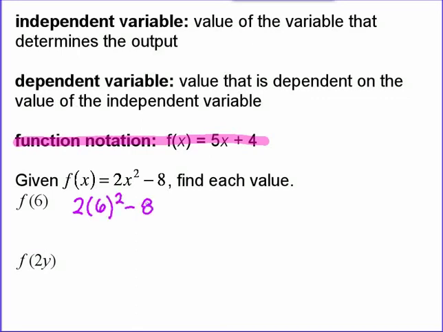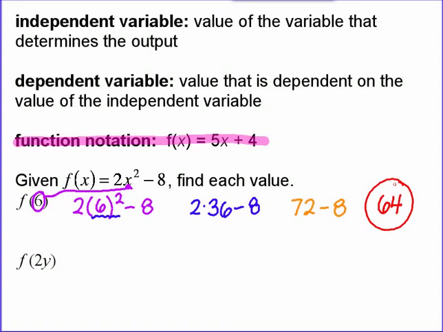So I'm basically going to take whatever is here, and I'm going to plug that in right here. So 2 times 6 squared. First thing I'm going to do, order of operations, is the 6 squared. I know that 6 squared is 36, so I've got 2 times 36 minus 8. What is 2 times 36? 72, so I have 72 minus 8, which is 64. Good job.